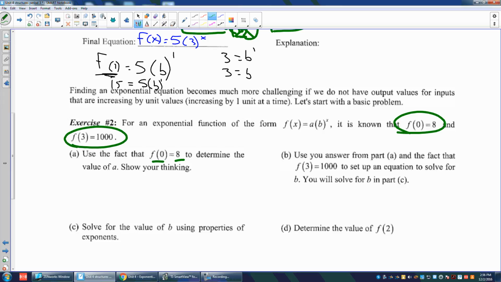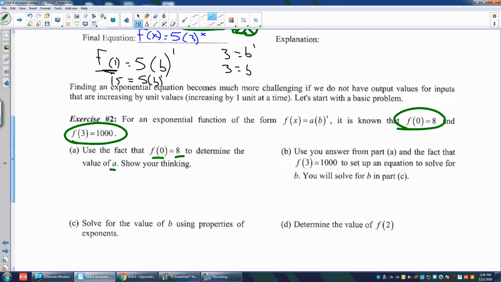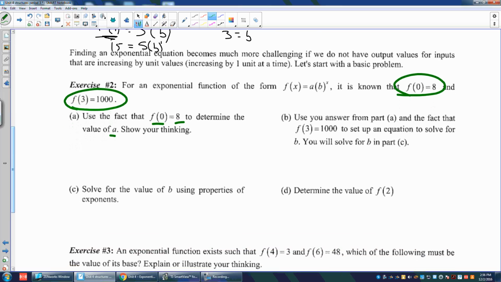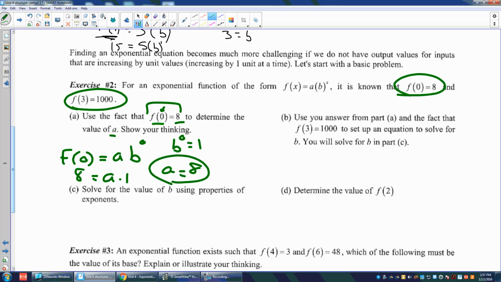Use the fact that f(0) equals 8 to determine the value of a. Show your thinking. Okay, we just did it up there, so let's try it again. f(0) is just going to be 8, because it says f(0) equals 8. And then we have a times b to the 0 power. So we know that b to the 0 equals 1. So it's just a times 1. Well, gee, a equals 8. Divide both sides by 1.